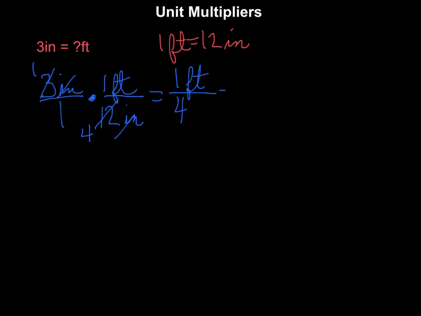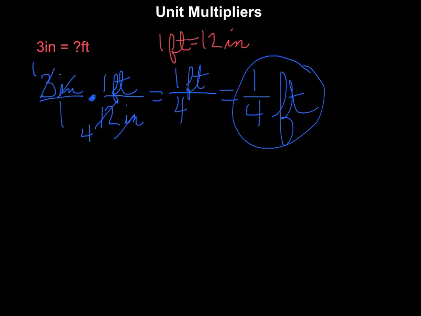Now, we divide our numbers, and then we divide our units. So, 1 divided by 4. We have to be very careful about the order in division. So 1 divided by 4 is not going to be 4. Instead, 1 divided by 4 is going to be 1/4. So if it looks like a fraction, it's going to be a fraction. And then finally for our units, feet divided by nothing is feet. So 3 inches is 1/4 of a foot.